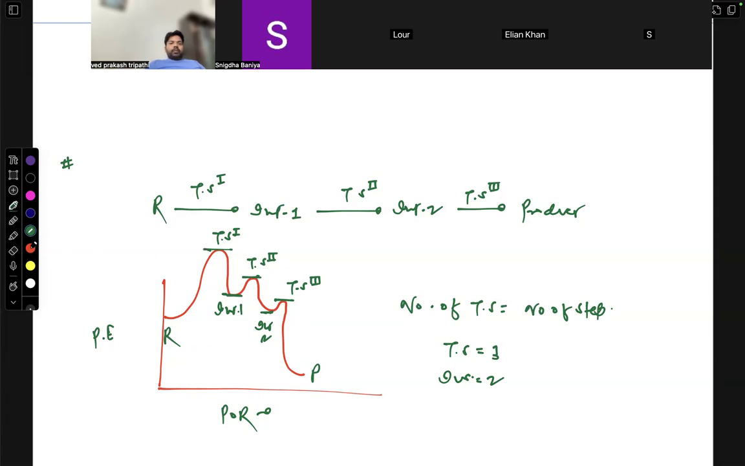Now suppose this is my first step. This is second. This is third. Now let me know which one is my RDS here. Which one is the RDS? Very good. Perfect. First one is RDS because of high activation energy as well as the highest peak. Clear? Any doubt? Perfect.